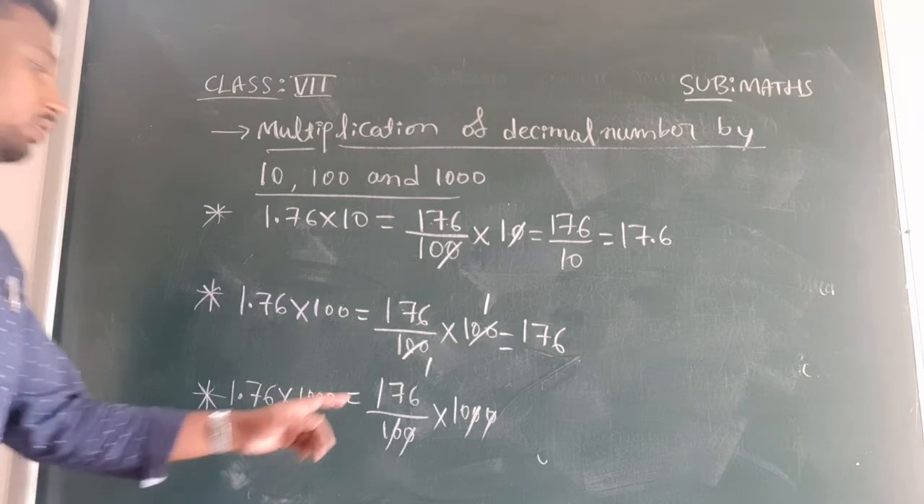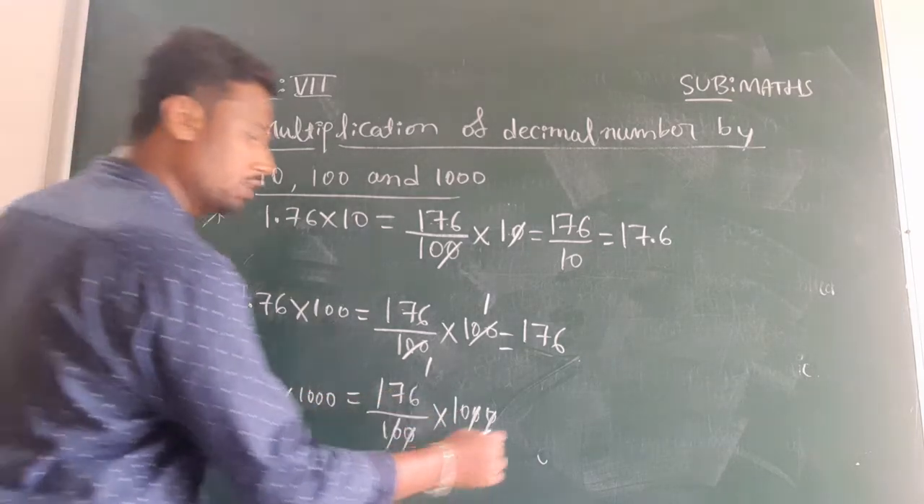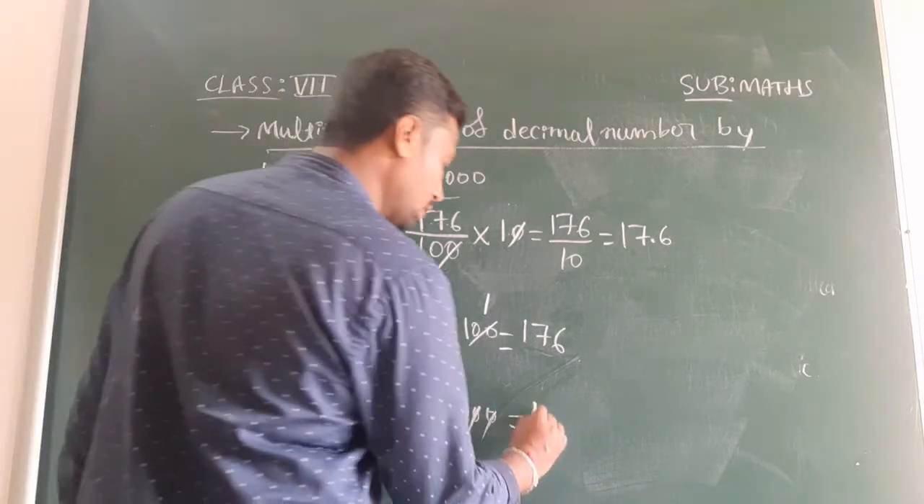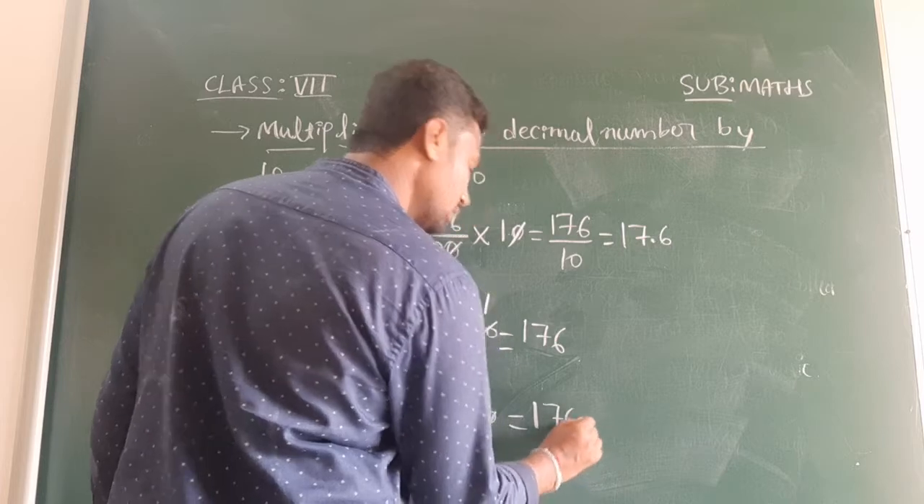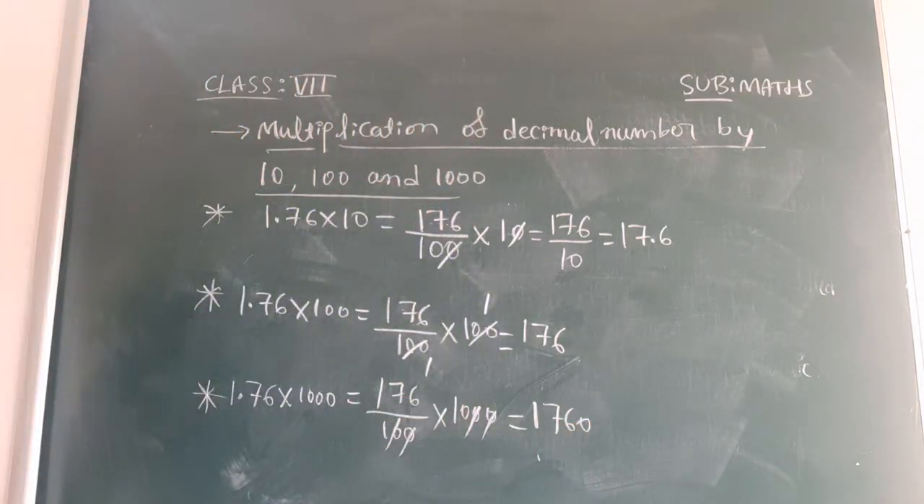Okay. So now 176 into 10. In the numerator we have 10. So 176 into 10 means what do you get? 1760. And in the denominator we have 1, so no need to mention that. So the answer is 1760. Okay. So these are the three examples.